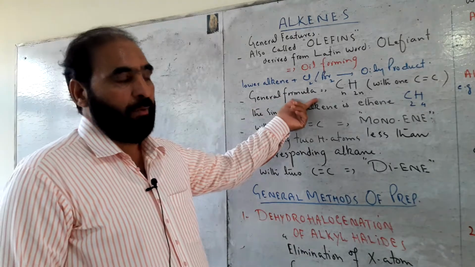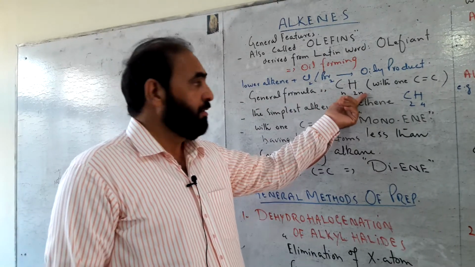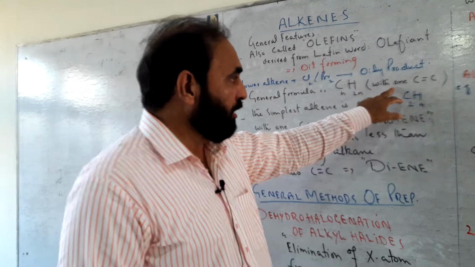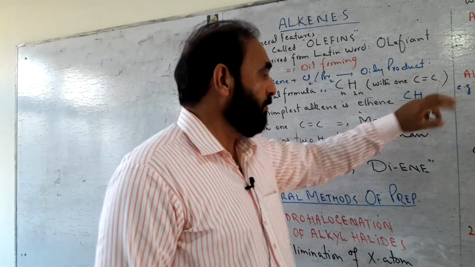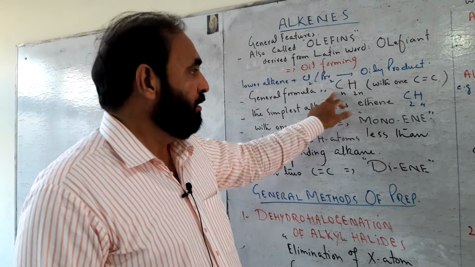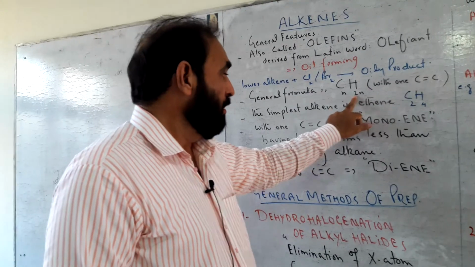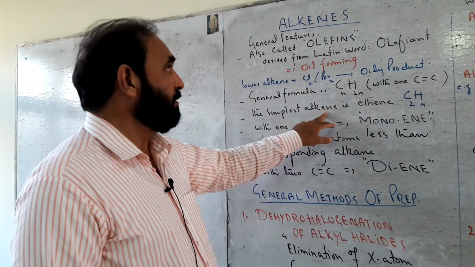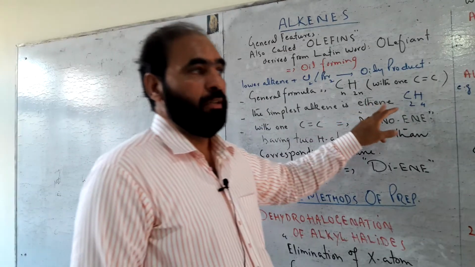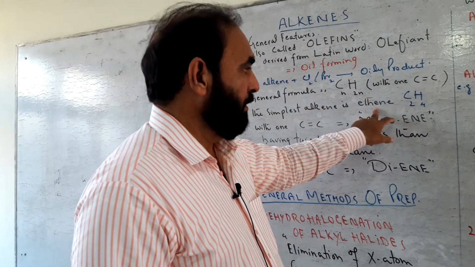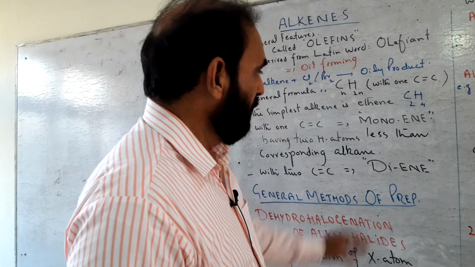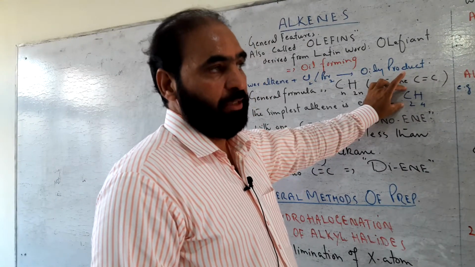Their general formula is CnH2n. If we have an alkene in which there is one C=C double bond, we can give it the general formula CnH2n. The simplest member of this class of hydrocarbons, that is alkenes, is ethene, with 2 carbon atoms and 4 hydrogen atoms. There is a double bond between these 2 carbon atoms.